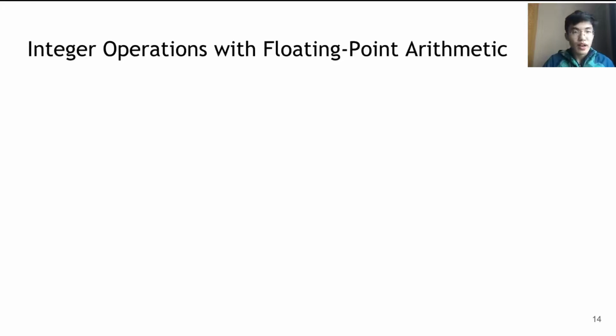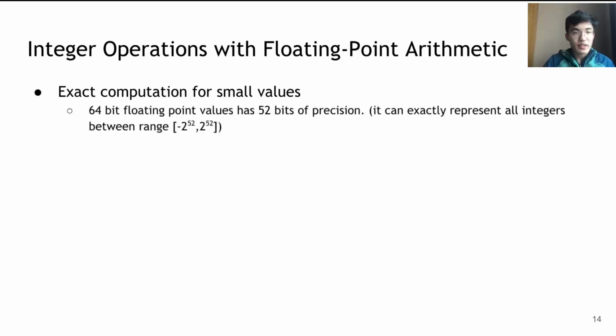Second, we go over how we perform integer operations using floating point arithmetic. We rely on the following two properties. First, exact computations for small values. Namely, a 64-bit floating point value has 52 bits of precision, which means that it can represent all integers in the range -2^52 to 2^52.